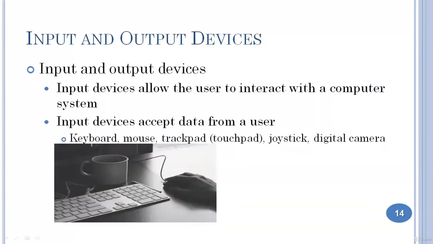Now let's discuss what are input and output devices. Input devices allow the user to interact with the computer system. Input devices accept data from a user. The examples of input devices are keyboard, mouse, trackpad or the touchpad of a laptop or a notebook computer, joystick, digital camera.